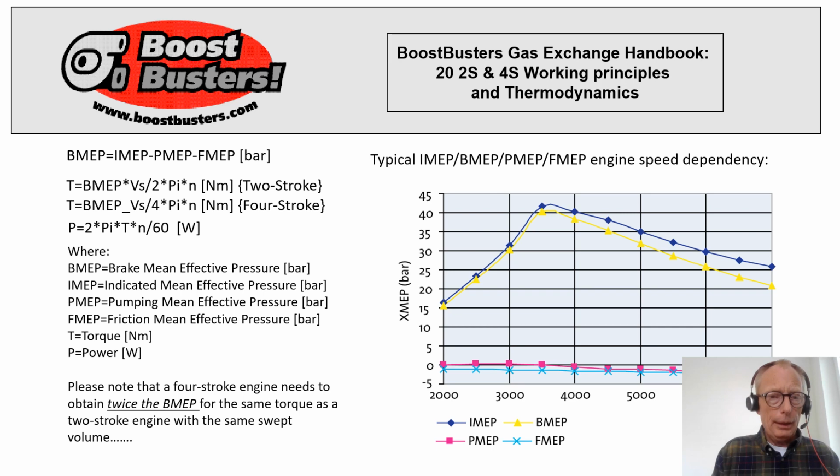Power is obtained by taking engine speed into account. Here you have the explanation of the different parts in the equations. And if you're interested in seeing how big IMEP is compared to brake mean effective pressure and pumping and friction losses versus engine speed, please have a look at this curve.